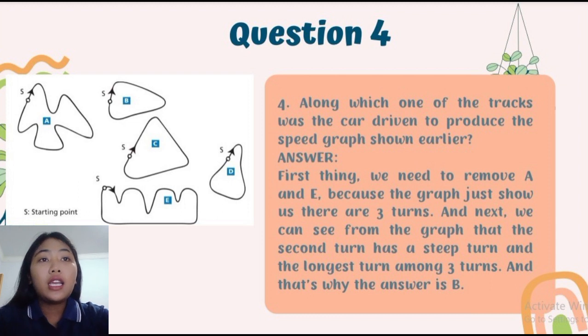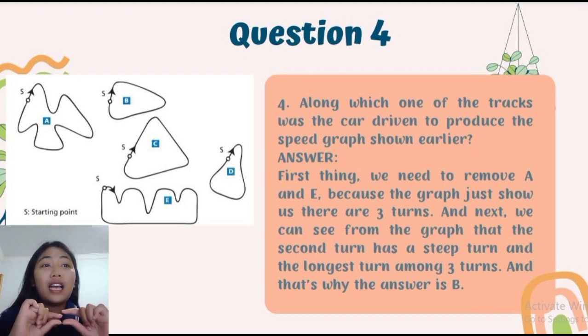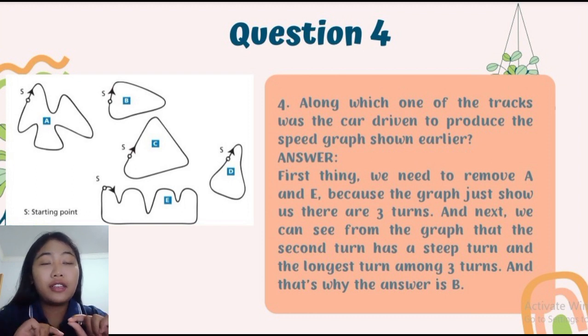So my answer is B, because we can see that the second turn is not as long as the first turn. The first turn from the starting line in the D track has the longest turn among the 3 turns. So my answer is B.